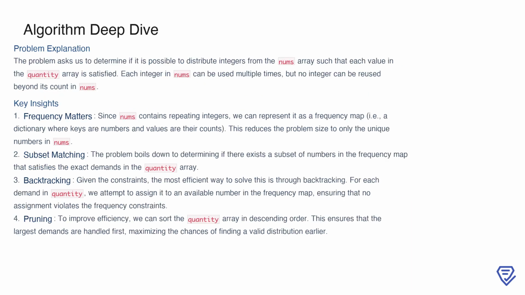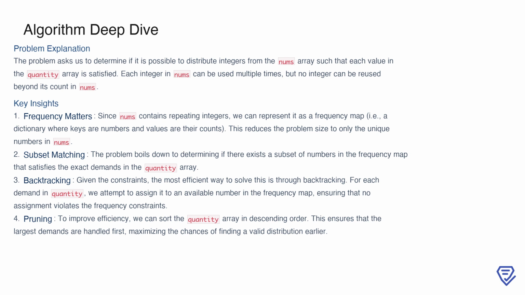This problem challenges us to determine if we can distribute integers from the nums array in such a way that every demand in the quantity array is satisfied. Each number from nums can be used multiple times, but only up to its available count. To solve this, we rely on a few key insights. First, since nums contains repeating integers, we can simplify the problem by representing it as a frequency map, which shows how many times each unique number appears. This reduces the problem size considerably, as we only need to focus on unique numbers.